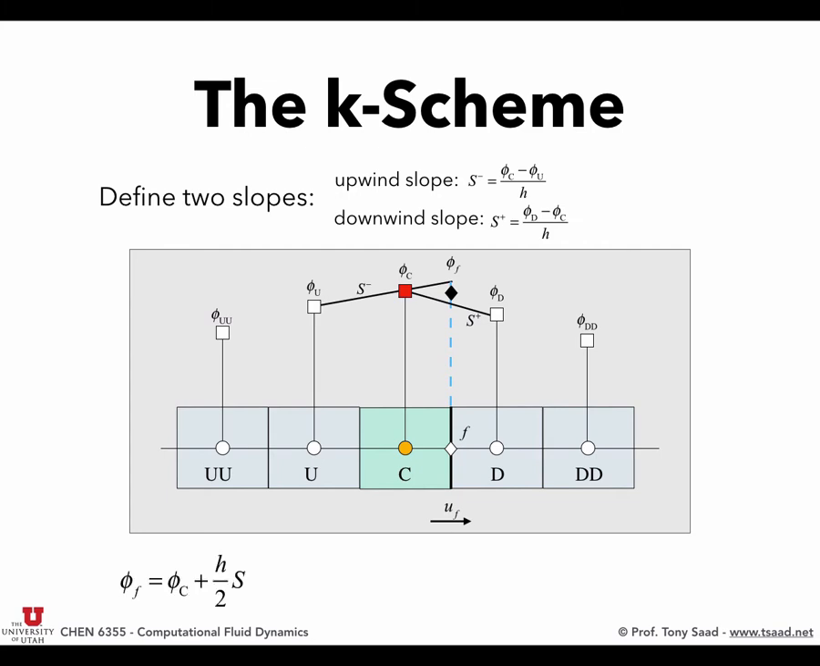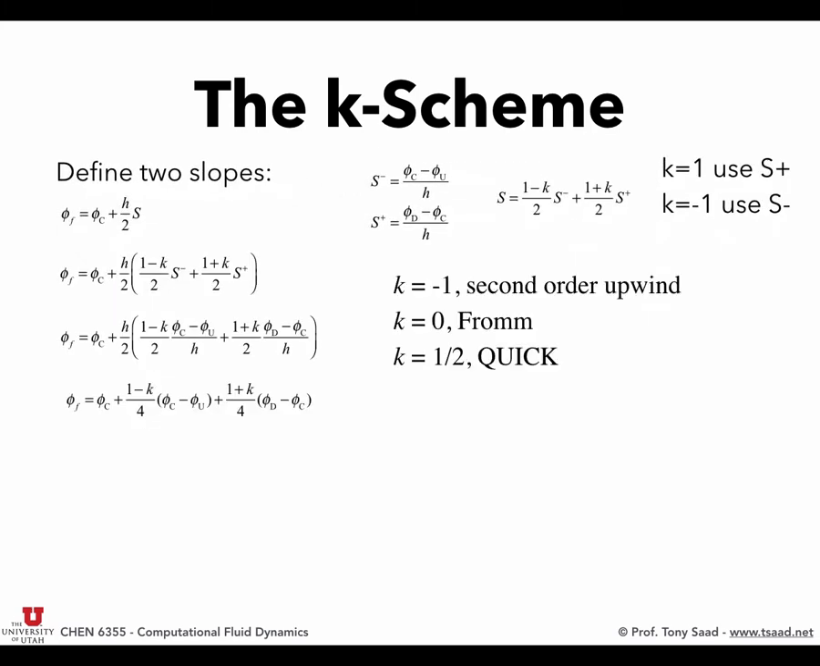And we say that the value of phi at the face is the average value of phi at the cell centroid plus delta x over 2 times a slope S, which is going to be a profile for the variation of phi in this cell, okay? And then we say our slope is just a weighted combination of the upwind and the downwind slopes, okay? If you use k equal 1, you're going to get the downwind slope. If you use k equal minus 1, you're going to get the upwind slope. And with a bunch of other k's, you get all sorts of interesting schemes, okay?